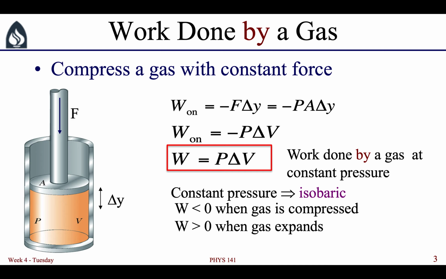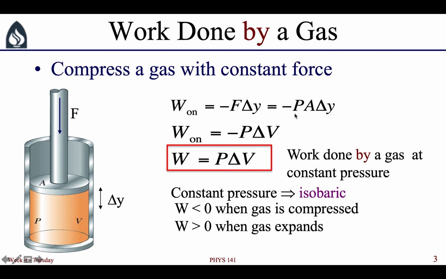Next, we'll want to take a look at work when a gas is involved. So imagine that we have a cylinder that's filled with a gas, and we do work on that gas by compressing a piston. So we exert a downward force, the piston moves downward, it compresses the gas, forcing it into a smaller volume. So the amount of work that we're going to be doing on the gas is going to be equal to the force times the displacement of that piston.